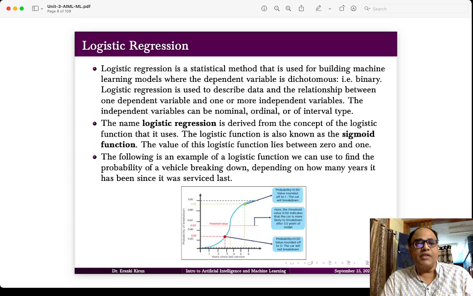Okay, so problems like that can be considered for logistic regression. So primarily, what is the difference between linear and logistic regression?